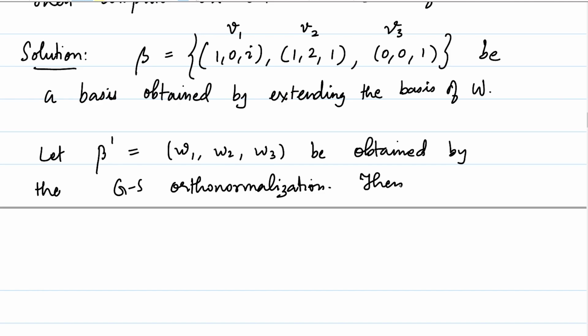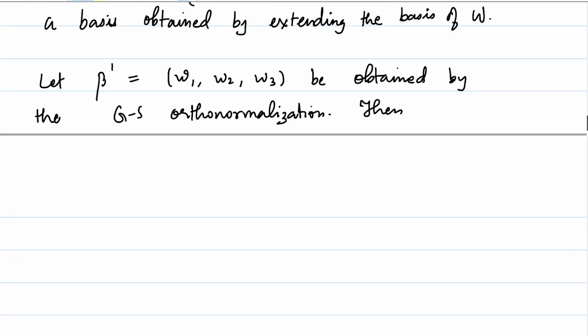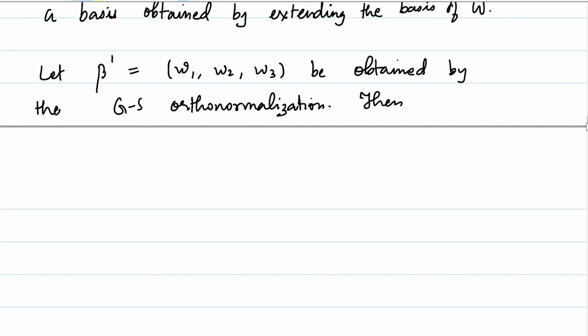Then what do we know? We know that span of V1, V2 is the span of W1, W2, and therefore that will be a basis of W, and W3 will be a basis of the orthogonal complement of W. Notice that the dimension of the orthogonal complement is going to be equal to the dimension of C3 minus the dimension of W, right? So then, let me just complete whatever I was writing. Then W3 will be a basis of the orthogonal complement of W.